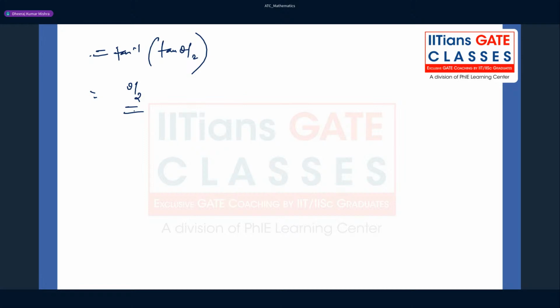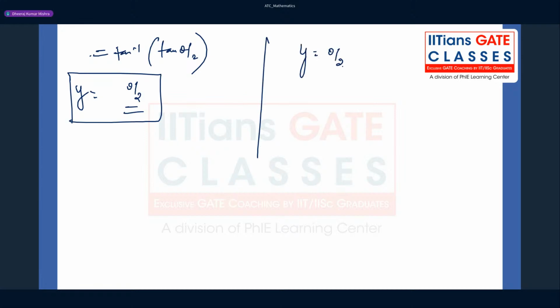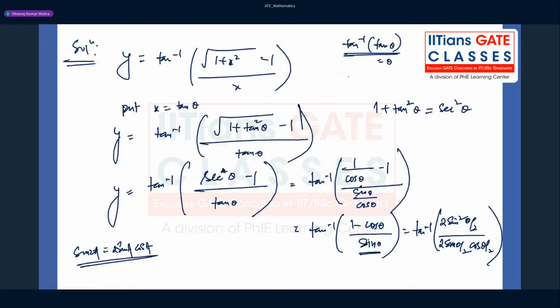So what you can do here is, now y is equal to theta by 2 you have got. Till now we haven't differentiated this, and we got this. So now if you differentiate this with respect to x, what will you get? That is the next step that you have to do.